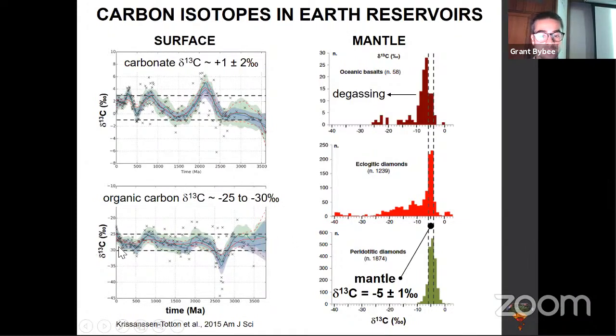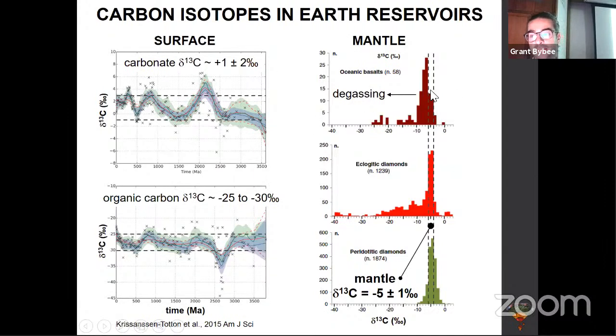These are just some values of how the surface reservoirs have changed through time, to give you an idea of the variability. For the mantle, the value that we usually consider to be representative is -5 ± 1. This is mostly bracketed by peridotitic diamonds and eclogitic diamonds, and to a lesser extent oceanic basalts, but also generally carbonatites and kimberlites, most of which plot within this interval.